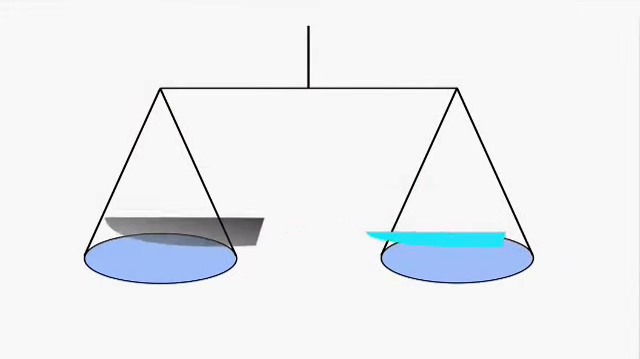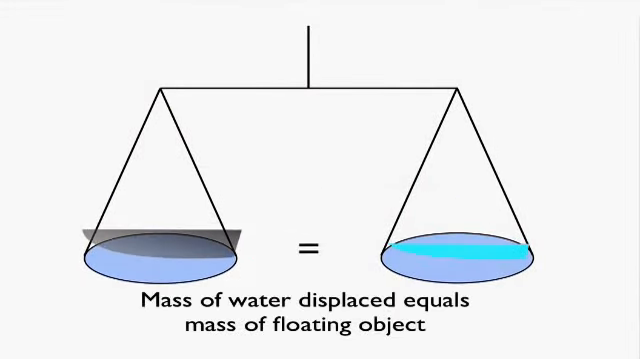All objects, whether they sink or float, when placed in a fluid such as water, will displace that fluid. How much fluid is displaced is dependent upon the mass of the object. Specifically, any object placed in water will displace a volume of water equal to the object's mass. If we look at this more specifically, a 1 gram object will displace 1 gram of H2O, or water.